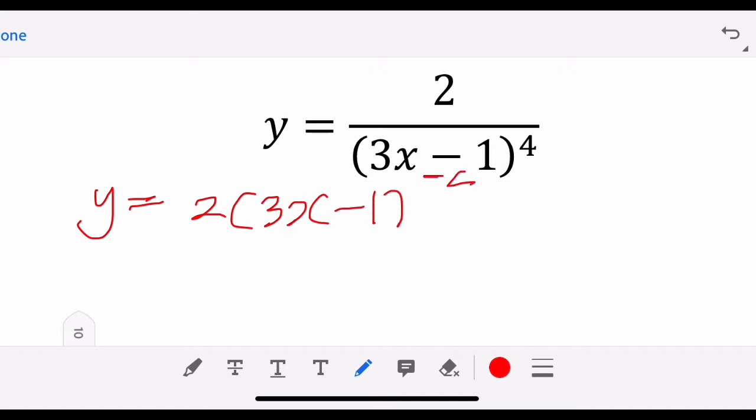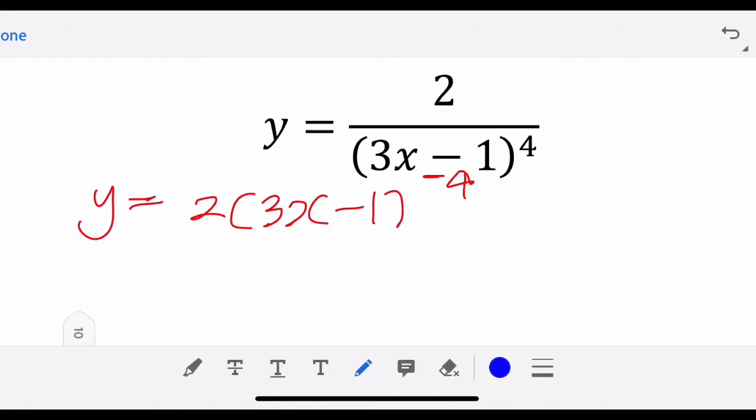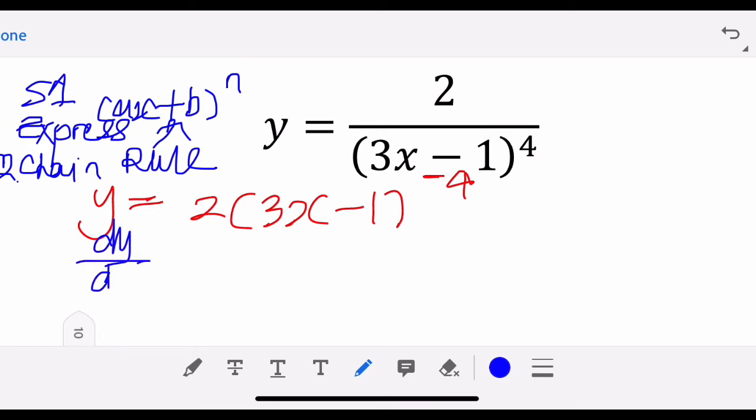It's just that the power is you have to bring up the index, become negative 4. Then you will use a chain rule like just now, the same. Alright, so step 1, we use a formula of ax plus b to the power of n. If you differentiate, then you will have to bring the power n to in front, then copy ax plus b, then n minus 1, then don't forget to differentiate in the bracket.